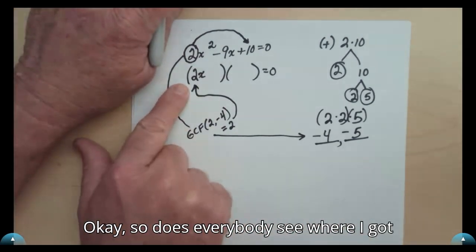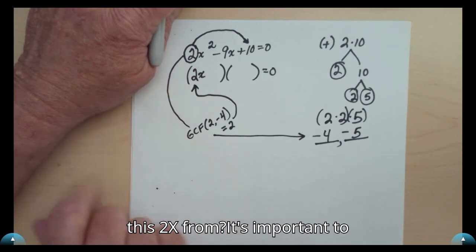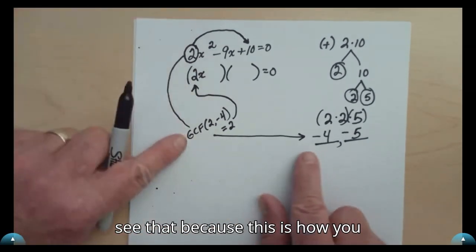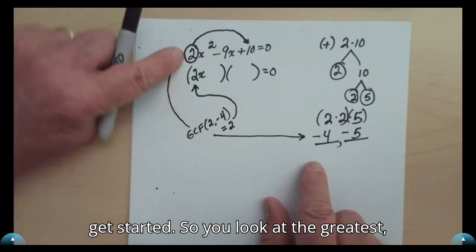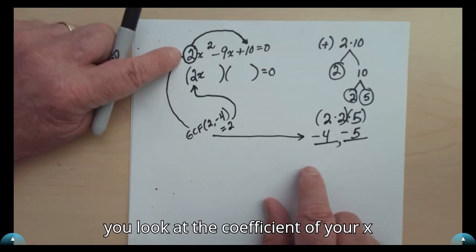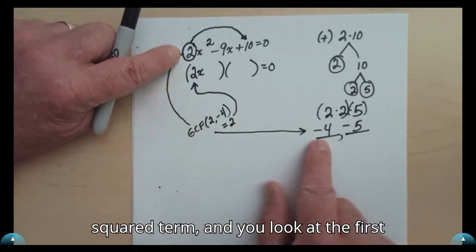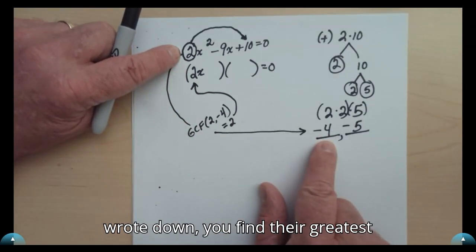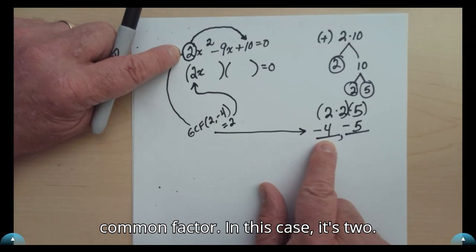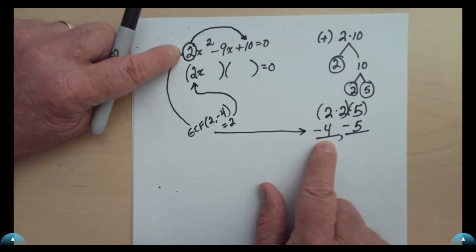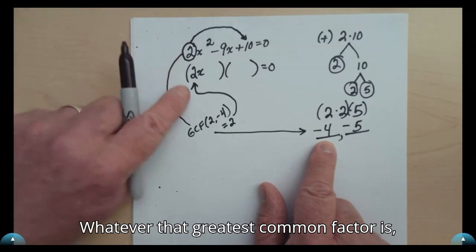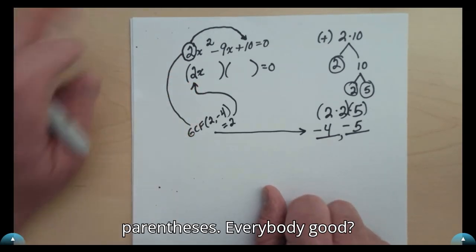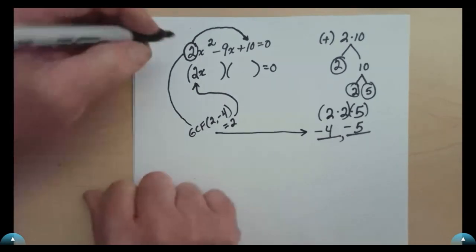Okay, so does everybody see where I got this 2x from? It's important to see that because this is how you get started. So you look at the coefficient of your x squared term, and you look at the first number that you found of those 2 you wrote down. You find their greatest common factor. In this case, it's 2. Whatever that greatest common factor is, you just write that times x at the beginning of the first set of parentheses. Everybody good?